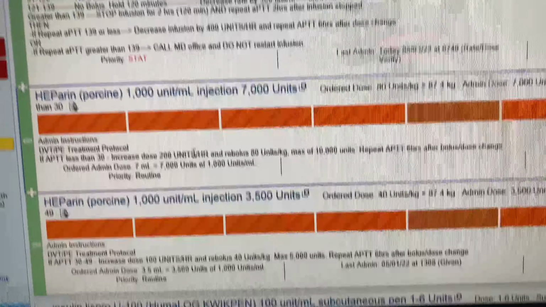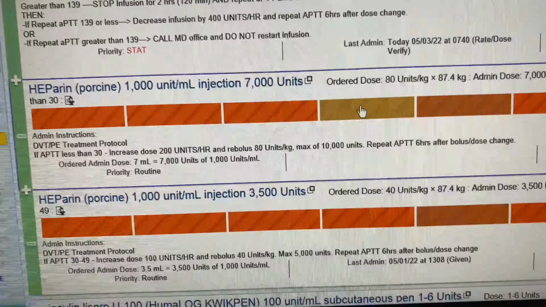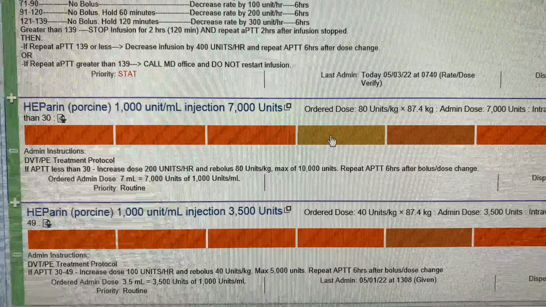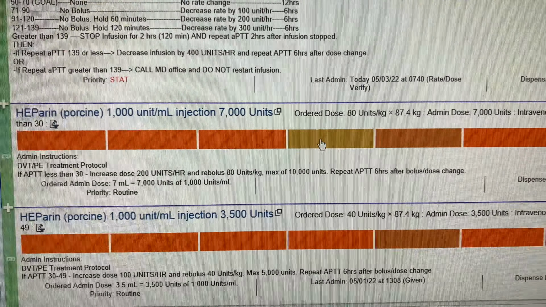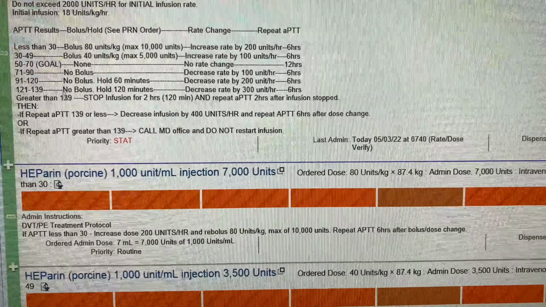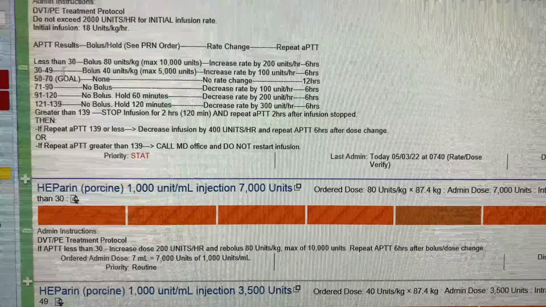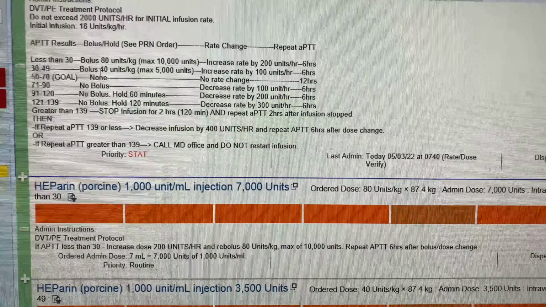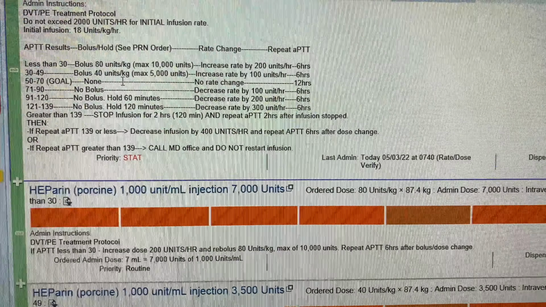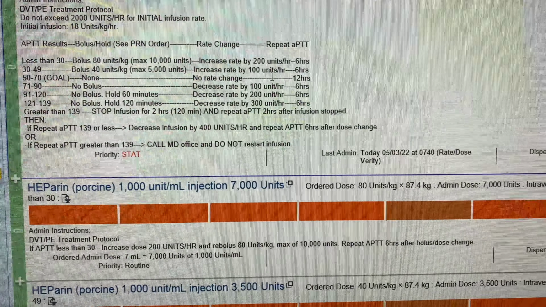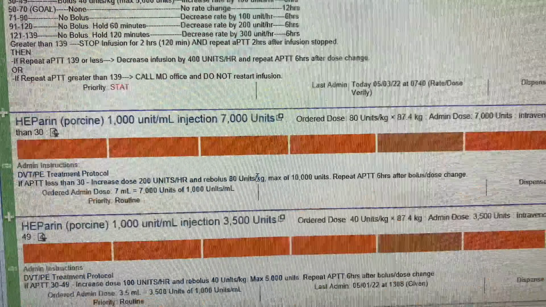Hi guys, so to look at that same patient again, just like I said, we already started the heparin drip. So now there's an order based on our last APTT that we did on the patient. Like I said, it was 6 hours since the heparin started. We did an APTT and it was 32. So now it gives us instructions that we need to bolus the patient 40 units per kilogram and then increase by 100 units per hour. So now this is what we're going to be using.